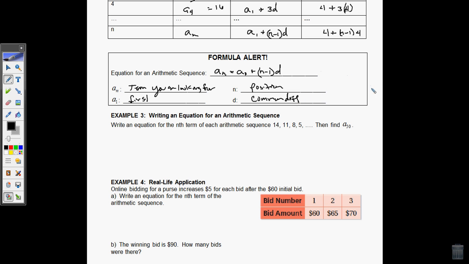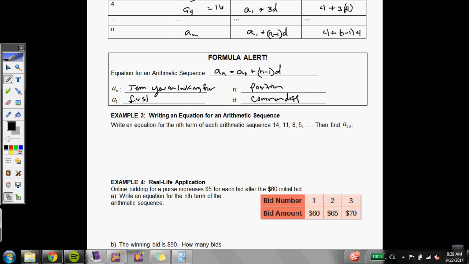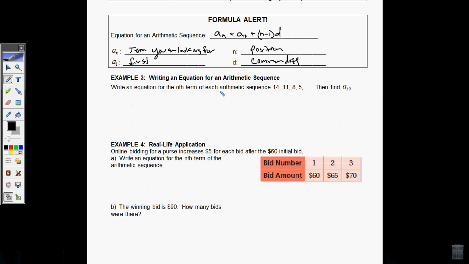Now let's look at how we can use this. Write an equation for the nth term of each arithmetic sequence: 14, 11, 8, 5, and then find the 50th term. Finding the 50th term would be absolutely ridiculous if I had to write out 50 terms. But I can easily do that if I can write an equation.